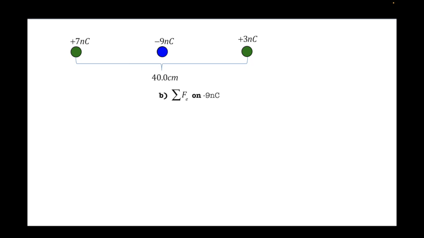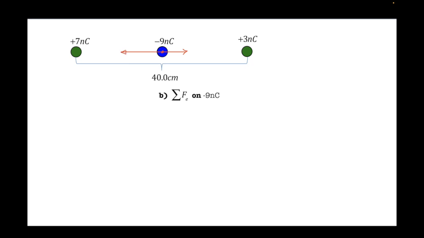So again, we have 3 charges. They're separated by 40 centimeters. Remember, whenever we have centimeters, we have to convert them into meters, or our force is not going to be in newtons. We are looking at the charge in the middle again. I'm going to look at the forces that are applied to the one in the middle. It is attracted to 3, but it is more so attracted to 7 because 7 is stronger.